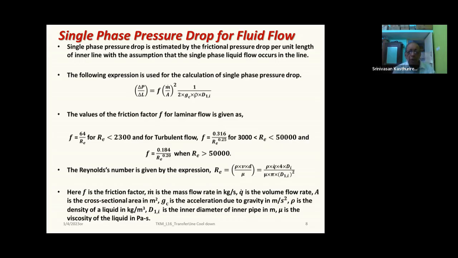So obviously, you can calculate the single phase pressure drop for a particular fluid flow. What you require is the friction factor. For that, you require the Reynolds number. Then you require the mass flow rate, the cross-sectional area of the pipe, and the density of the fluid, all required.